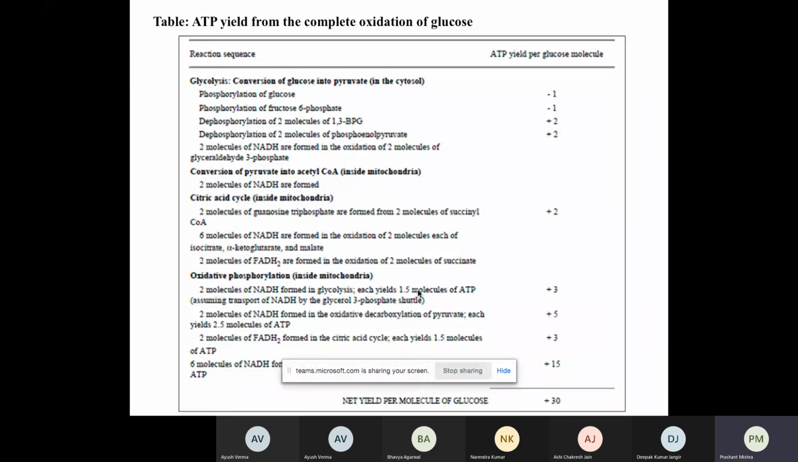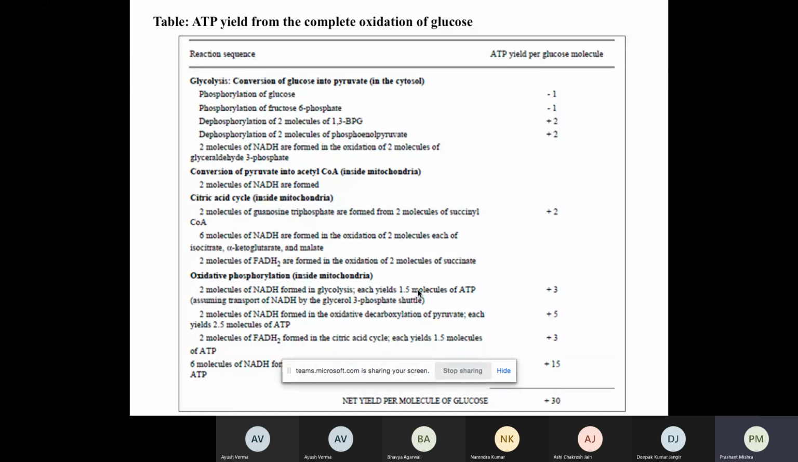What I'm saying is that if NADH is present outside the mitochondria and it has to enter, some energy is involved here. That is why once it enters, it is capable of producing only 1.5 molecules. One molecule of ATP is consumed in the transport process in the glycerol 3-phosphate shuttle. If I assume another shuttle, the calculation is different. So here, assuming the glycerol 3-phosphate shuttle, we are producing only 3 molecules of ATP starting from 2 molecules of NADH.